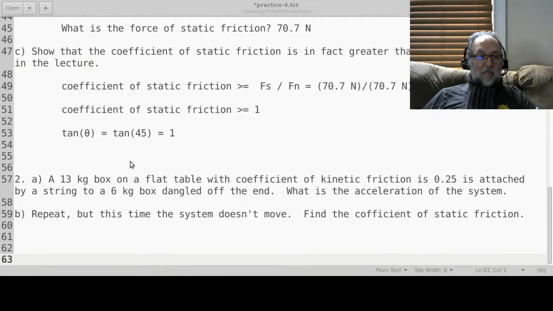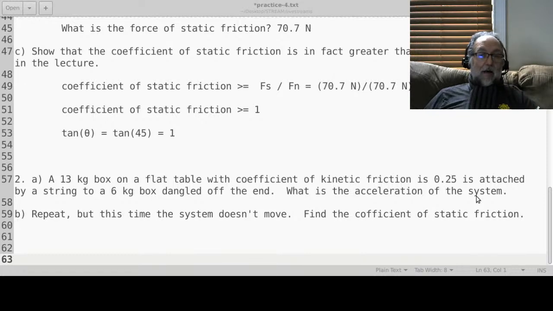So now we're ready for the second question. This one is different because this is an example where we have two boxes, and the two boxes are actually connected by a string. And so we're going to find the acceleration of the entire system. So what does it say? A 13-kilogram box on a flat table with a coefficient of kinetic friction 0.25 is attached by a string to a 6-kilogram box dangling off of the end. What is the acceleration of the system?